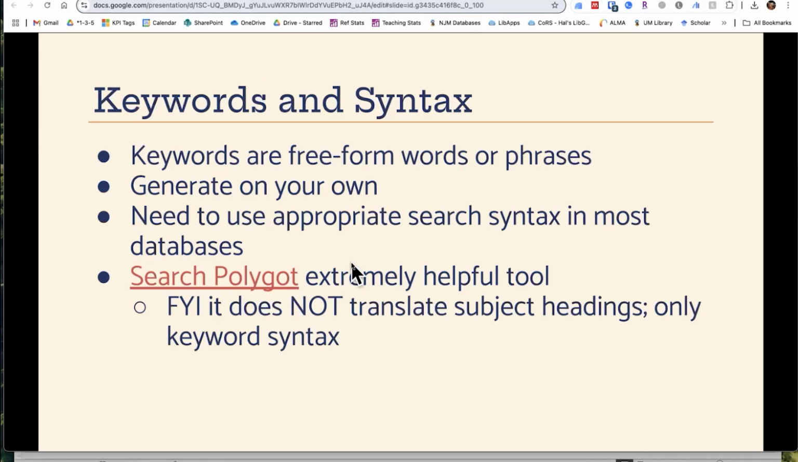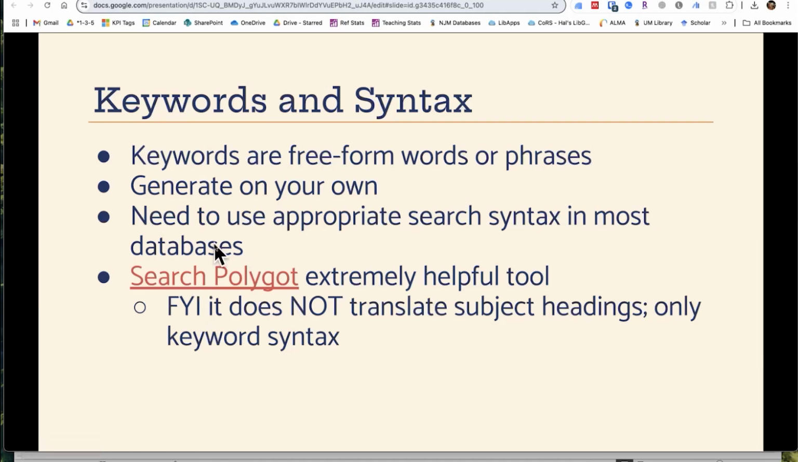Keywords are the words that you come up with. They are free form. You make them on your own. As an author, you can put your own keywords in. It's kind of like what you would just put into Google, right? But what you need to know is that as you move from database to database, how that database interprets your keywords will vary. So you have to change your syntax. Again, this is just what databases do. You just have to kind of accept it. They're all slightly different. And I highly recommend this tool right here.